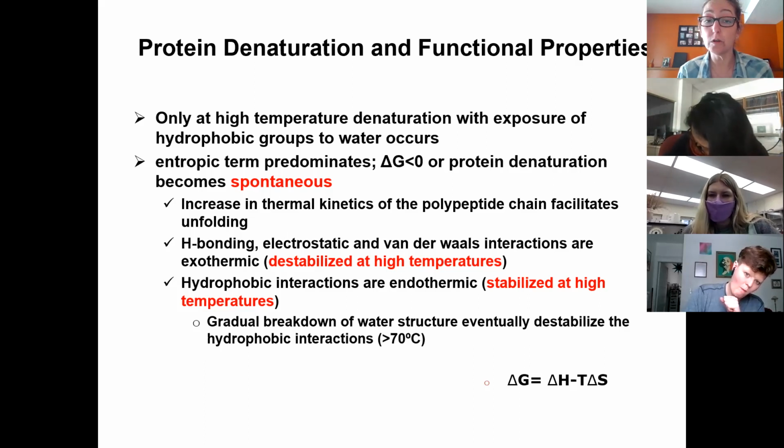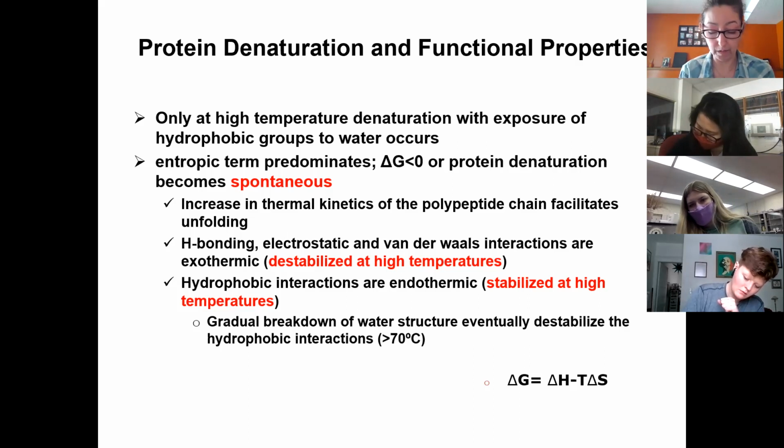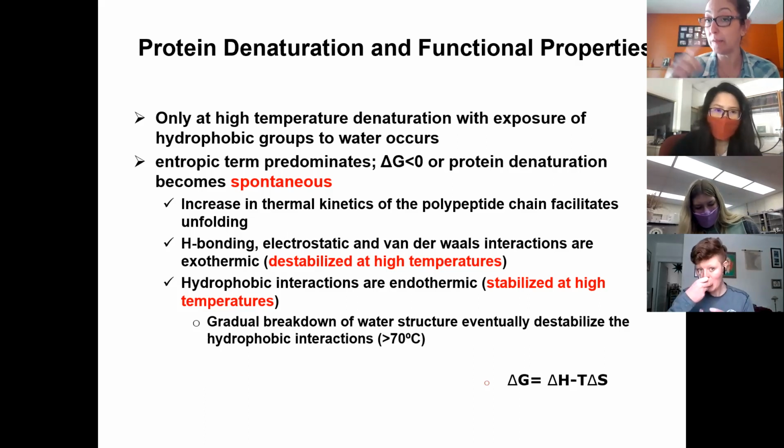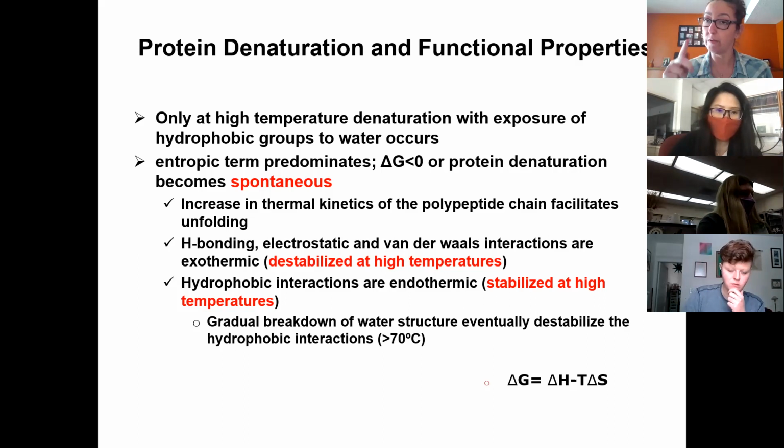Above a certain temperature, the structure of the water around the hydrophobic residues breaks, and therefore it destabilizes hydrophobic interactions. So above a specific denaturation temperature, a specific temperature for every type of protein, we even destabilize hydrophobic interactions within the protein.